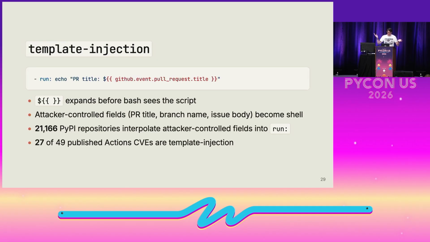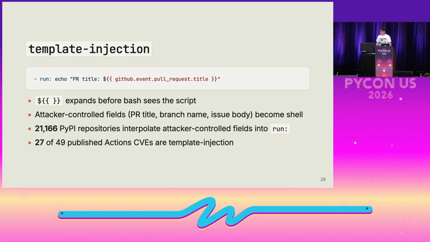Template injection. We're just straight into just inject stuff into my bash. And one of the most regular ones that shows up here is take the title of a pull request and just feed it straight into bash, which then anyone can make a pull request, right, on a public repo, and you can put whatever you like in there, and then just have that executed as part of that workflow run, which is pretty disastrous.